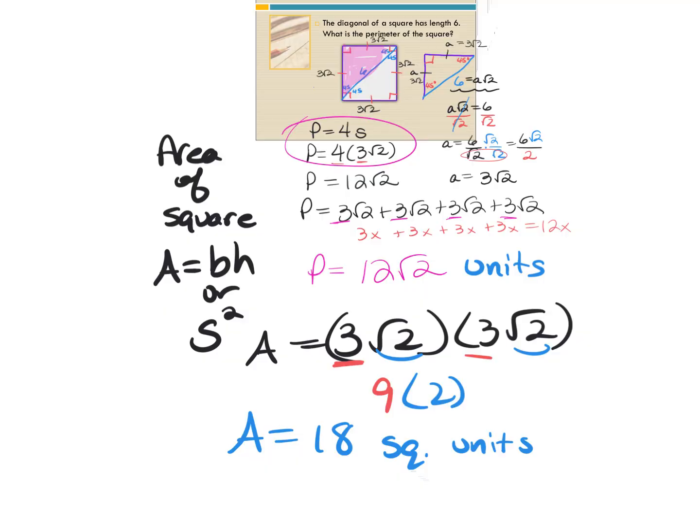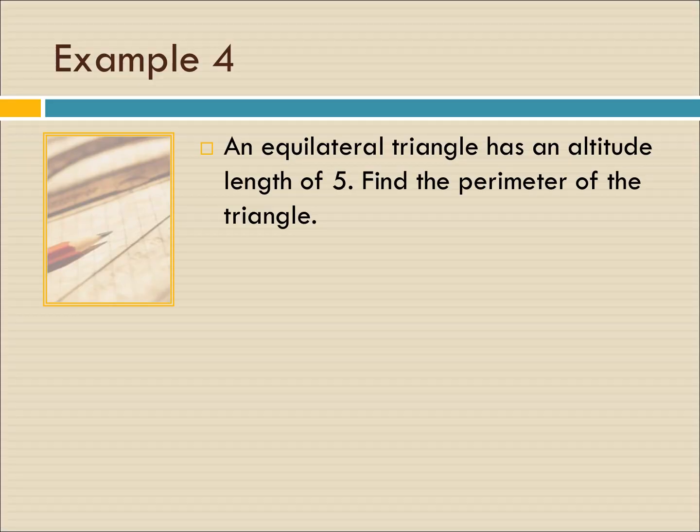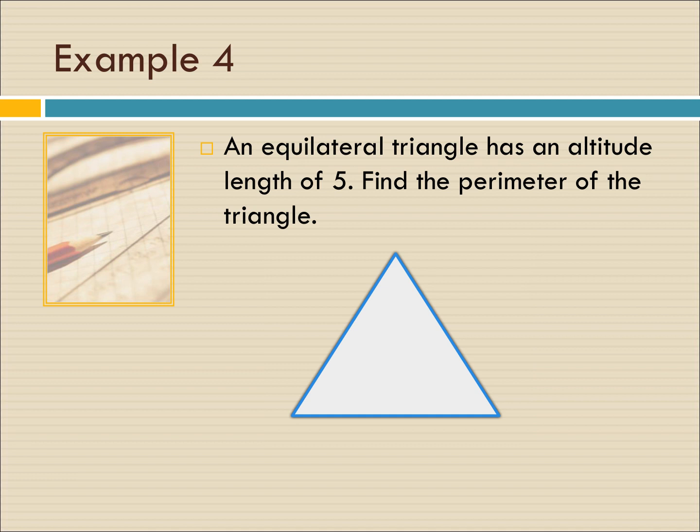All right, last example. They're talking about an equilateral triangle. So let me go ahead and draw in my equilateral triangle. So there's my triangle. Know that when it's an equilateral triangle, all 3 sides are the same. I also know that when it's equilateral, it's also equiangular. So if I know that all 3 angles of a triangle add up to 180, and if I divide by 3, each angle of my triangle is going to be 60 degrees.